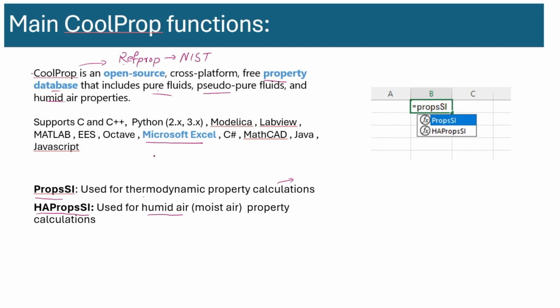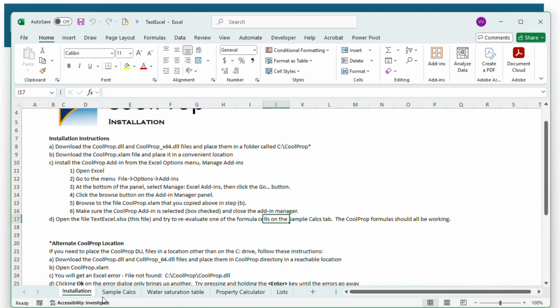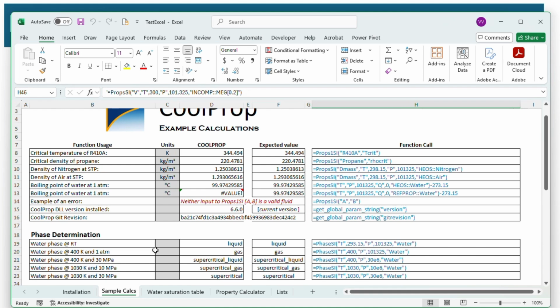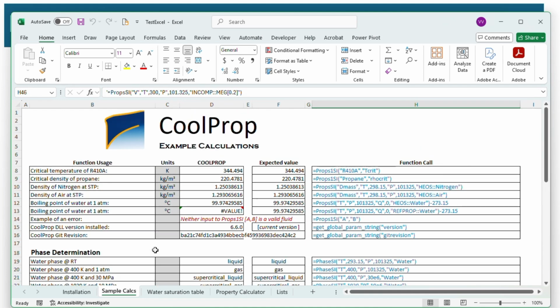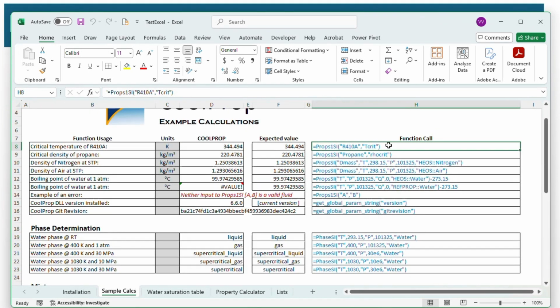Okay, so at this point, what I would like you to do is try to open the test Excel file that gets automatically installed when you install CoolProp for Excel add-in. And you can see some sample calculations tab here. It shows a lot of sample calculations and it shows you the formula or the function that is used to do those calculations. Okay. One thing to note from the very beginning is all the units are in SI.